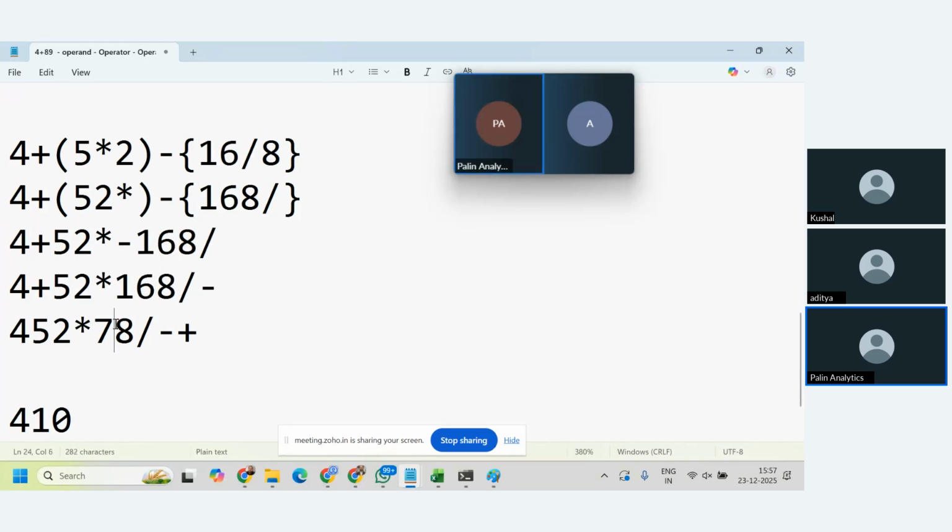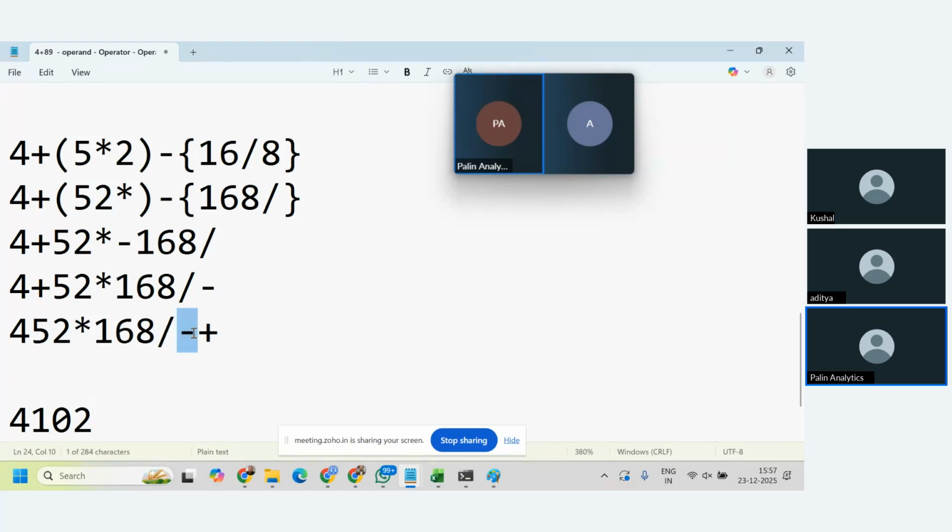16 here also 16. Okay, so now 16 will be pushed into the stack, and then 8 will be pushed into the stack, and as soon as this is encountered, 8 and 16 will be popped out of the stack, and they will perform this operation, and the result will come, 2, and that 2 will be inserted into the stack.